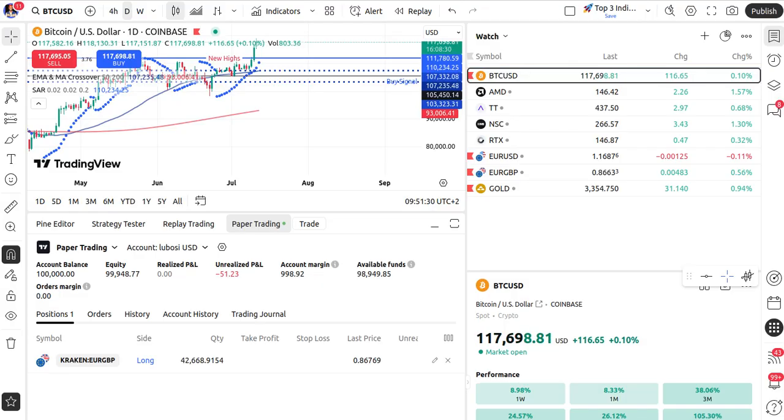Please trade safe out there. Don't buy what I tell you to buy. Don't sell what I tell you to sell. Do your own research before you buy and sell anything.